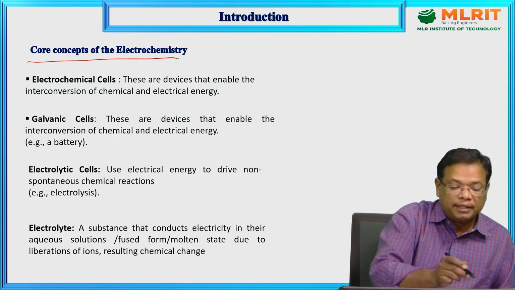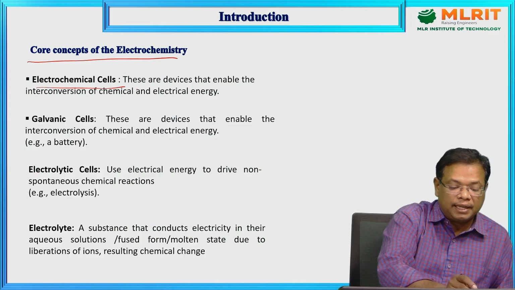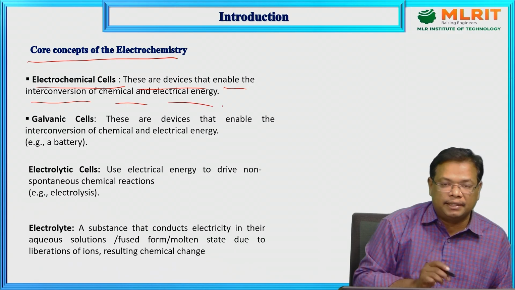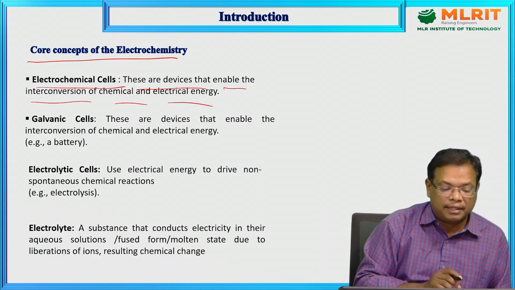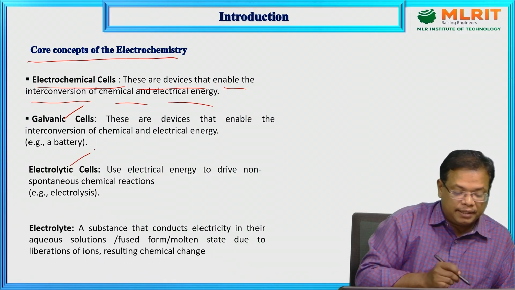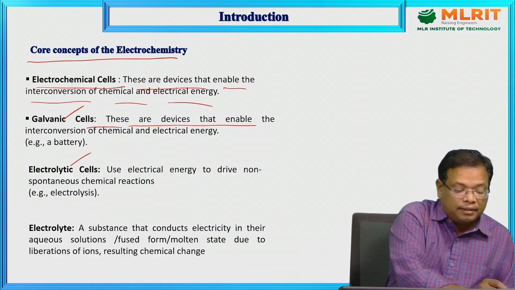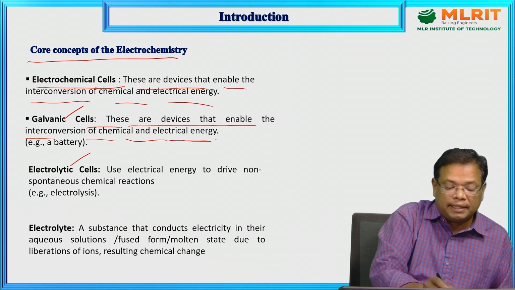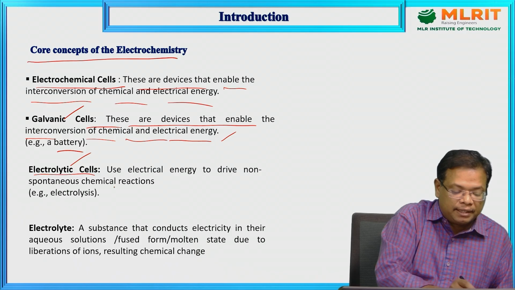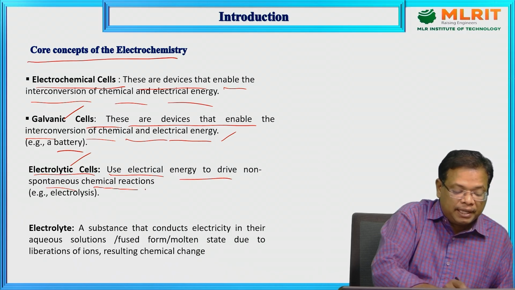Core concept of electrochemistry. Electrochemical cells are devices that enable the interconversion of chemical and electrical energy. Electrochemical cells are of two kinds, one is the galvanic cell, another one is the electrolytic cell. Galvanic cells convert chemical energy to electrical energy. The best example is a battery, and electrolytic cells use electrical energy to drive non-spontaneous chemical reactions.